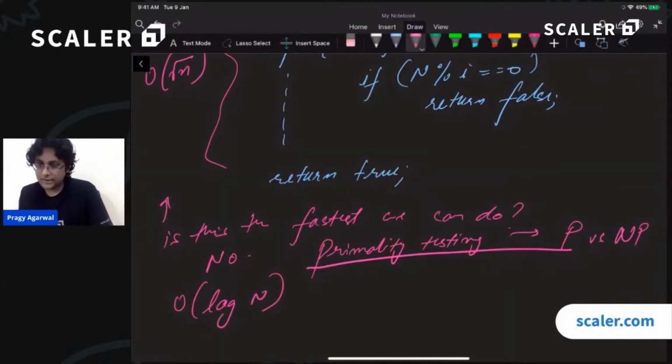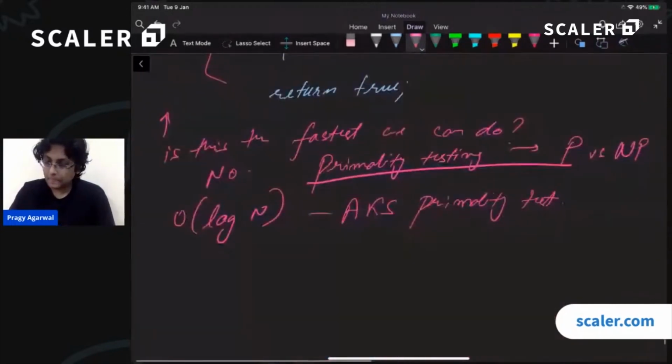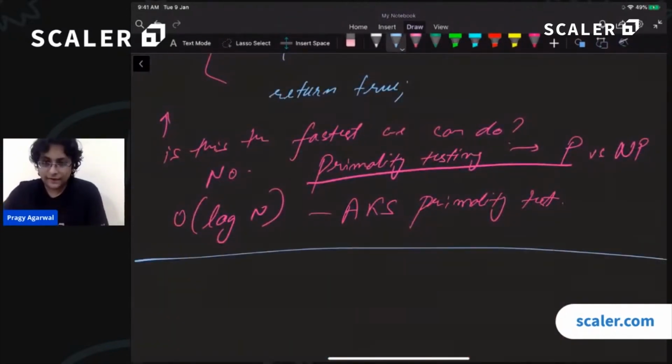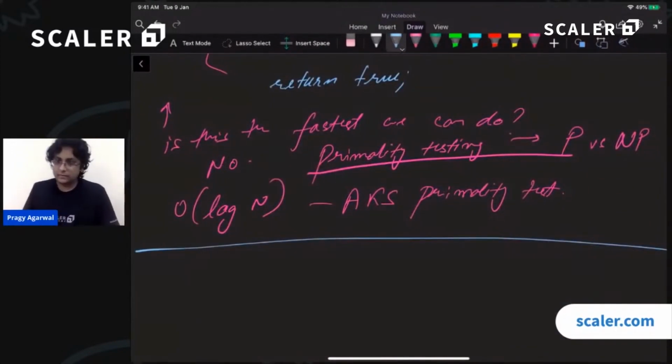All right, we will not be going over this particular algorithm today. There are several algorithms. One of the most famous ones is the AKS primality test. But primality can be checked in order of log n. It is in P. And no, this is different from the sieve of Eratosthenes. This is a different thing. So if someone asks you how much time it takes to check if a number is prime, the answer is log n. You can test primality in polynomial time.